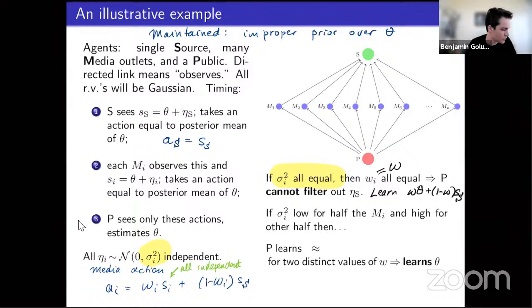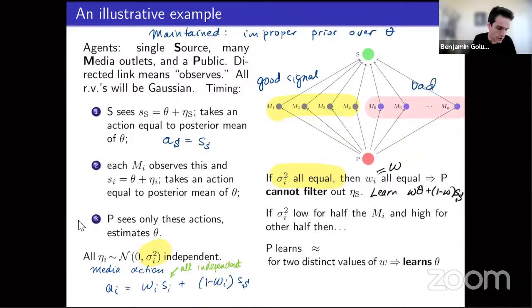On the other hand, suppose now these media outlets, these guys, were considered good media outlets and they had good private signals, which means a low error, and these other people over here maybe had bad signals. So good for half of them, bad for the other half. Then things are going to be bad, but things are going to be good, right?